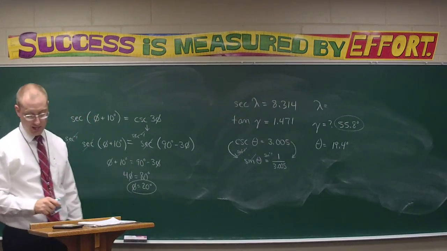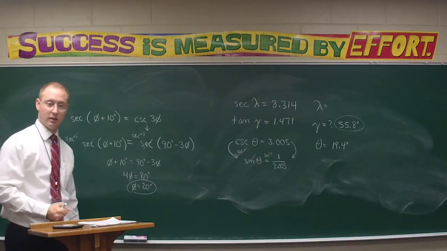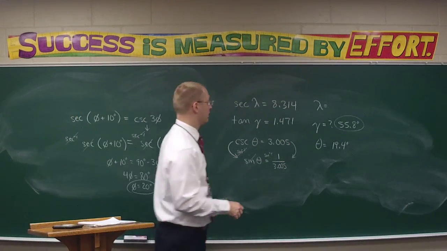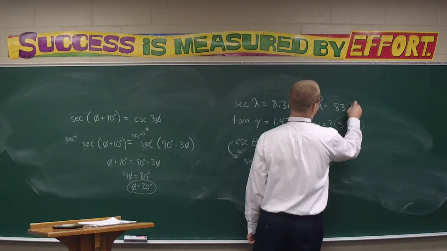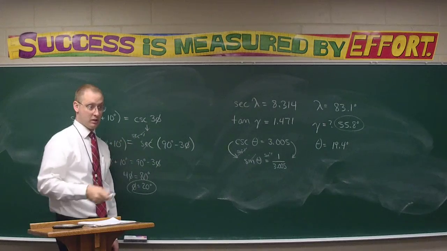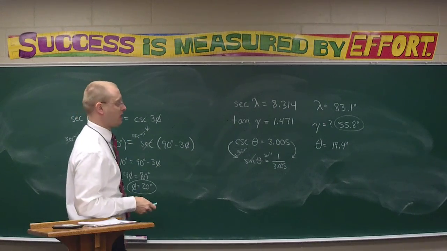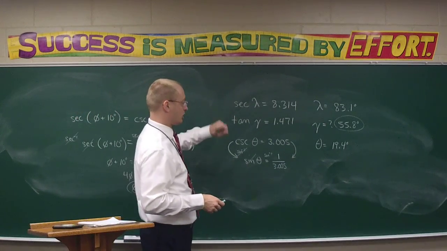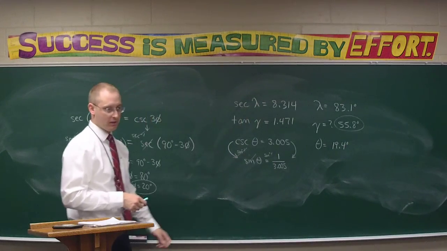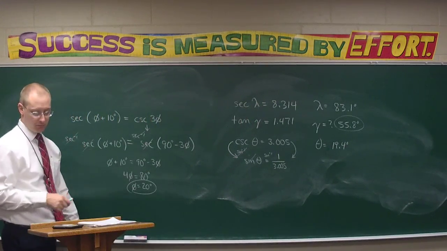We have a pretty good sized angle going here. What do we get, class? 83.1 degrees. All good? So you do arc cosine of 1 over 8.314, because you're doing a reciprocal.